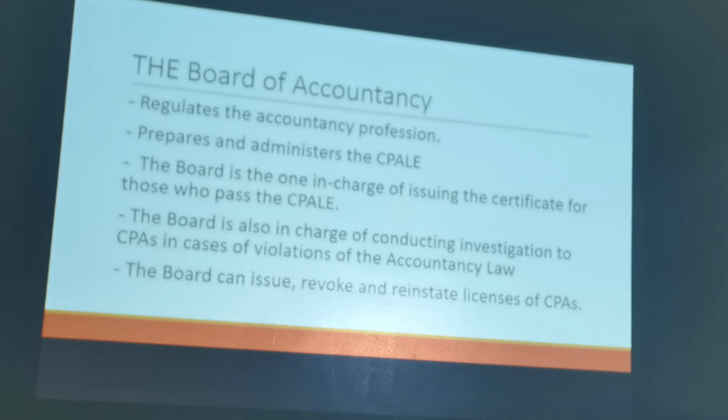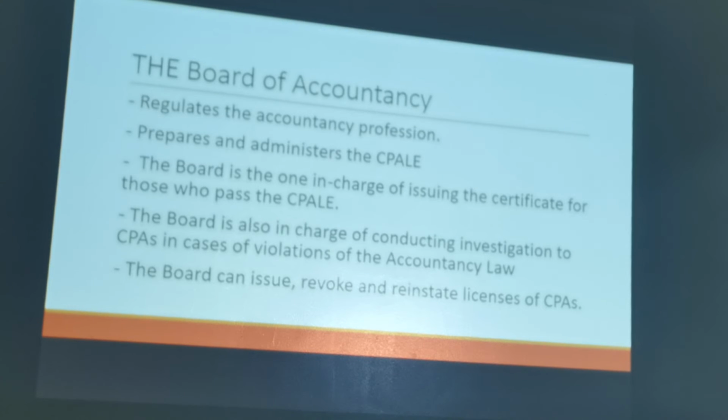So meron tayong PRC, at sa baba ng PRC ay merong Board of Accountancy. Okay? Board of Accountancy, sila yung nagsusupervise, nag-oversee ng accounting profession. Okay? They regulate the accounting profession. Paano? Sila yung in charge of what? Preparing and administering the CPA licensure examination. Sila yung gumagawa ng mga examination questions, and then sila din nag-announce kung sino yung mga pasado, kung sino yung mga pinalat, kung sino yung mga hindi. No? Yan. They're also the one in charge of issuing the certificate of those who passed the CPALE or the CPA licensure examination.